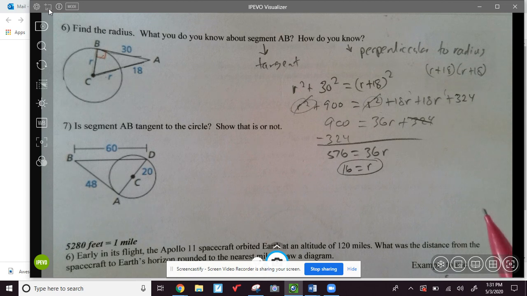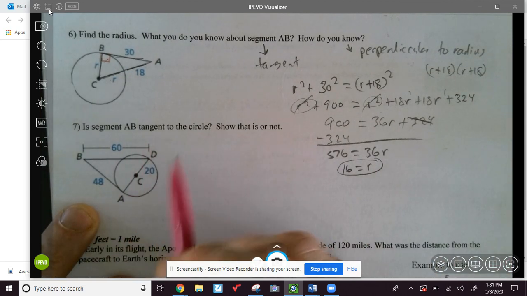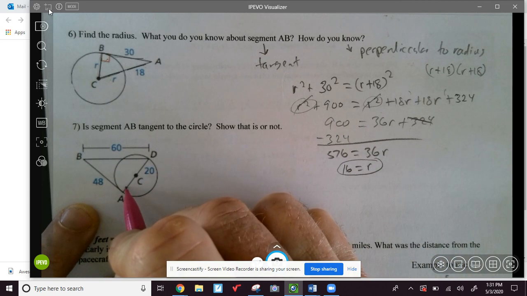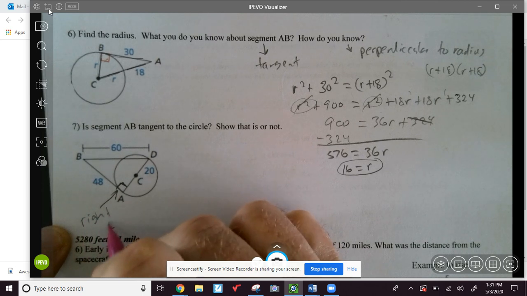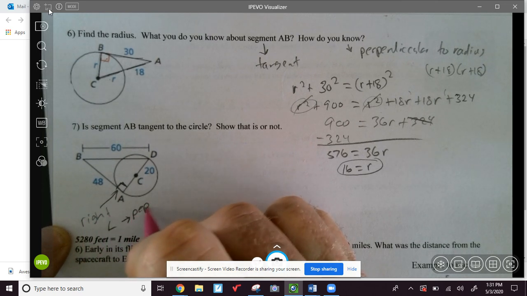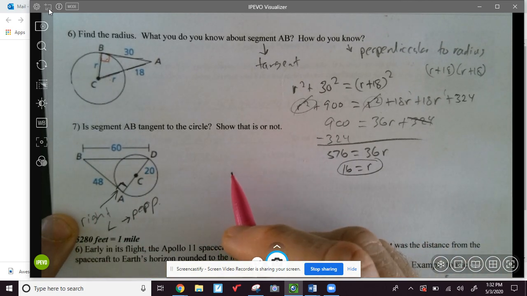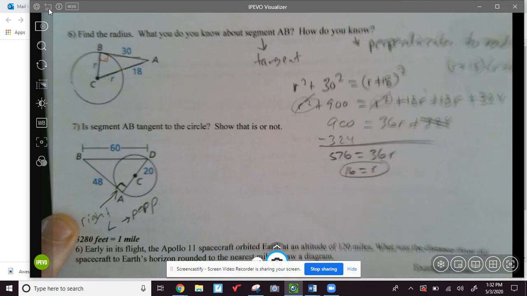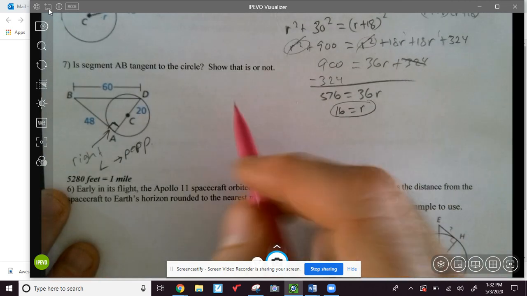All right. So number 7 is AB a tangent to the circle. How are we supposed to know? Well, the thing is, is this a right angle? Which means perpendicular. Well, how do we find that out? Well, we can use the converse of Pythagorean theorem again. If these numbers make this true, then it is. It's got to be equal though.